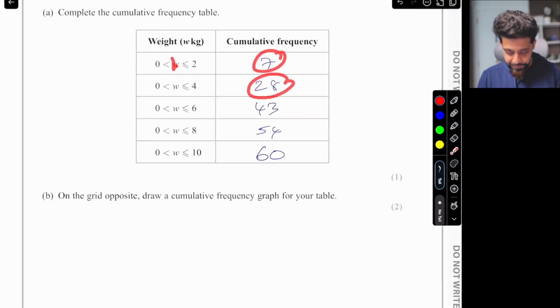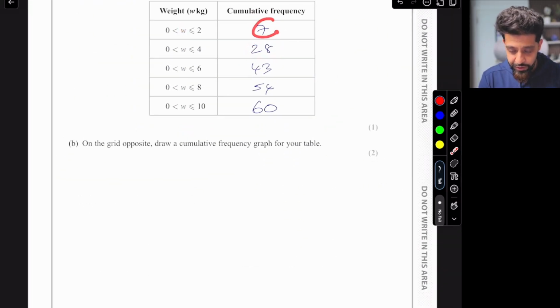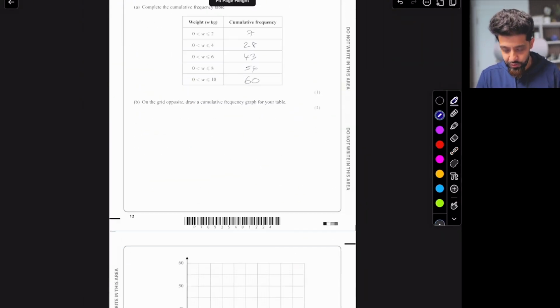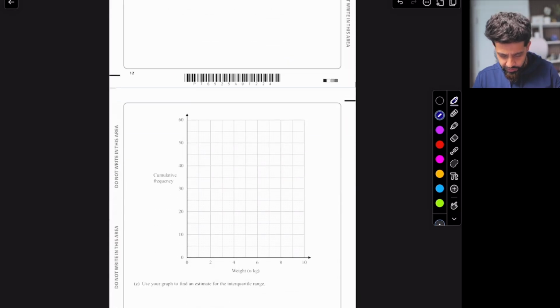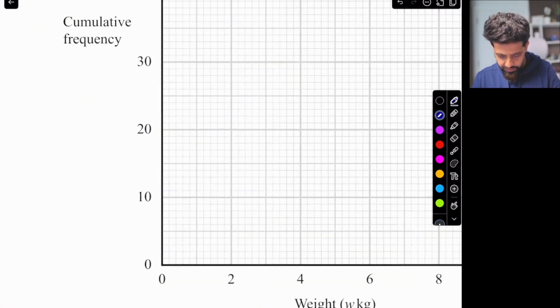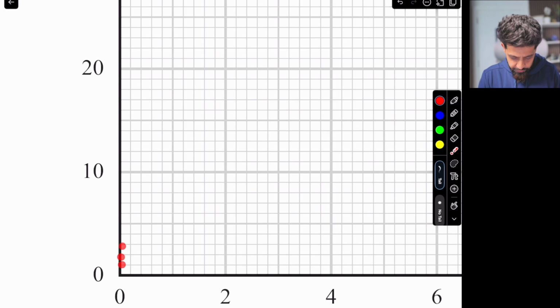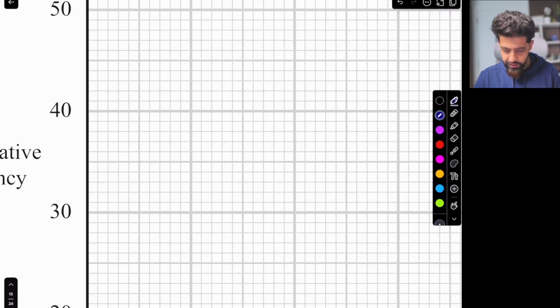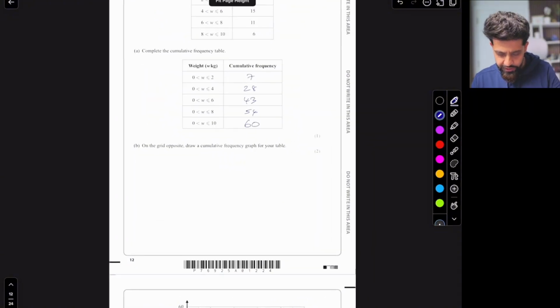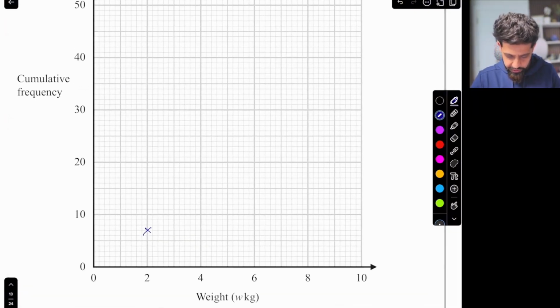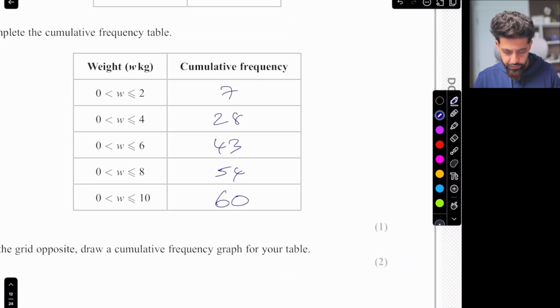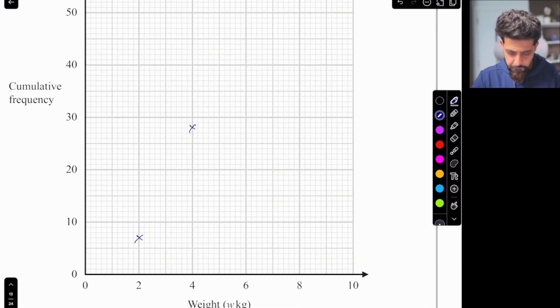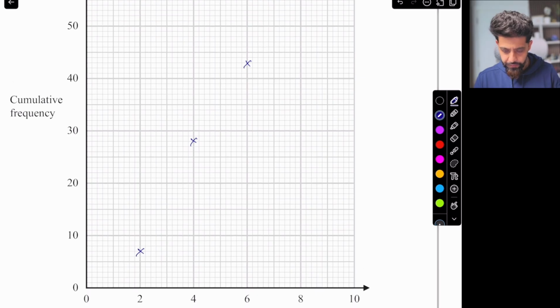Okay, but let's continue. Anyway, here we'll be plotting the 7 against the 2, the 28 against the 4, and so on and so forth. So it's all done for us. So 7, 2. Let's go up here. We have to see where the 7 is: 1, 2, 3, 4, 5, 6, 7 right there, and the 2 right there. So x there. Next one is 28 and 4, so 28 and 4 there. Next one is 43 and 6 right there.